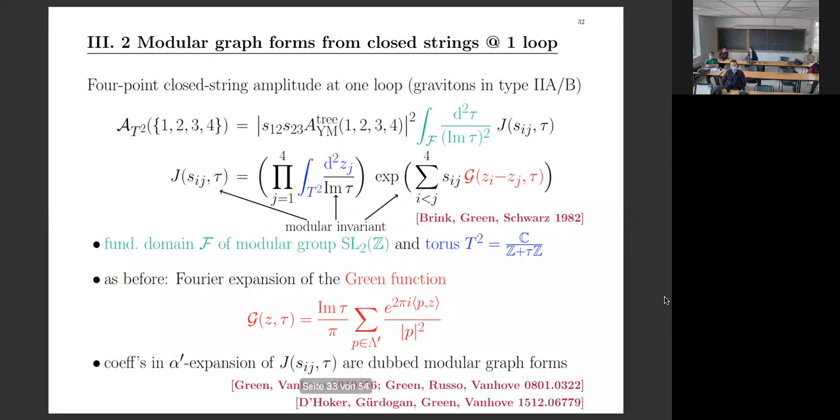So now, with this Fourier setting, we can look at how modular graph forms are defined. Here I'm defining admittedly just a subset of them, but maybe it's nice to start from an expression which evaluates to an amplitude. So here is the monumental result on the four-point one-loop amplitude of massless closed string states in type IIA and type IIB. So all the polarization dependence can be neatly pulled out.